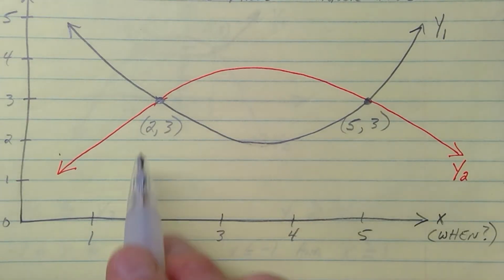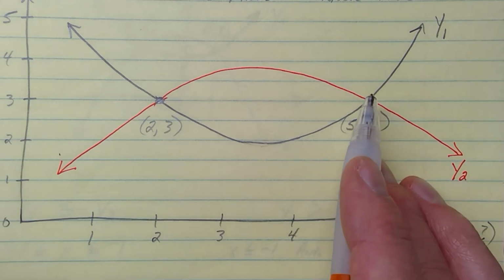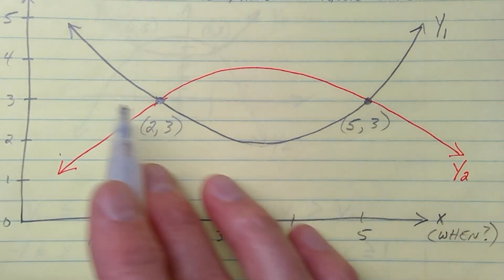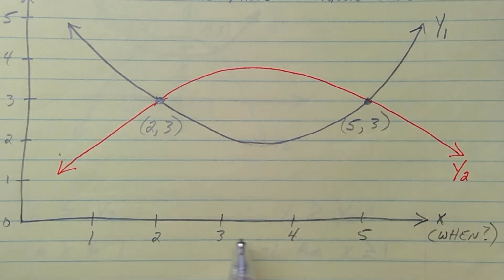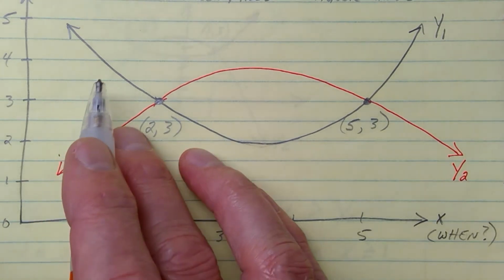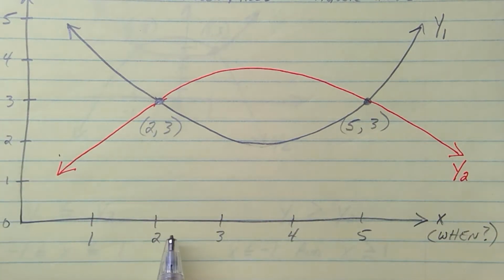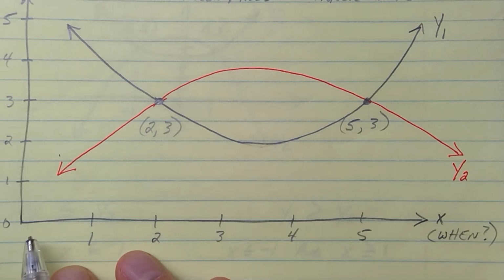All right, so moving to this graph, notice there's an intersection 2 steps to the right and 3 steps up, and there's an intersection 5 steps to the right and 3 steps up. So this breaks the graph into 3 parts: the part to the left, the part in between, and the part to the right. And we're just going to describe that using the x numbers. If I'm asking when is y1 above y2, I would be talking about this section here, and I would say when x is any number 2 or less. I'd say when x is less than 2.